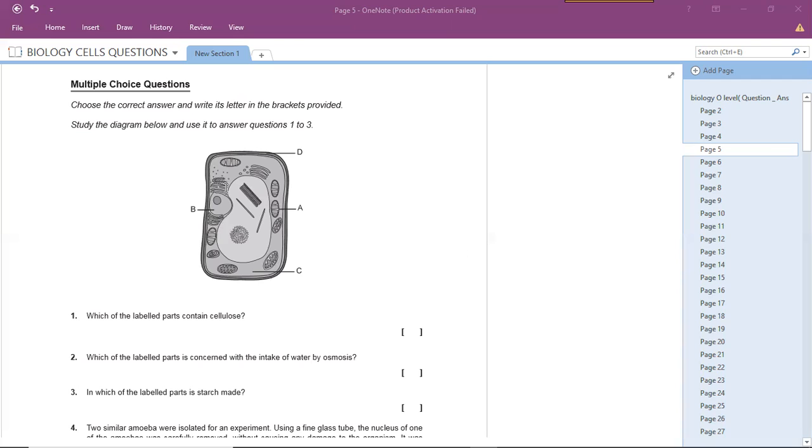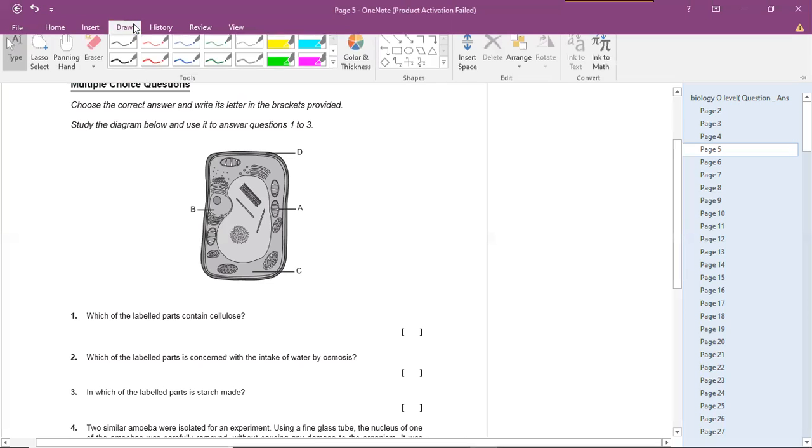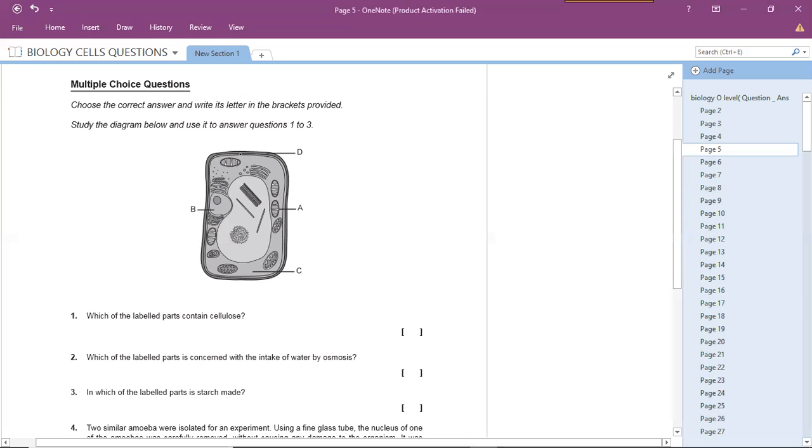All right. So here it says multiple choice. Choose the correct answer and write its letter in the brackets provided. Question 1 says, study the diagram below and use it to answer the question. Every time you have a diagram, before you even answer the question, I recommend that you first label the diagram. So this is actually a plant cell.